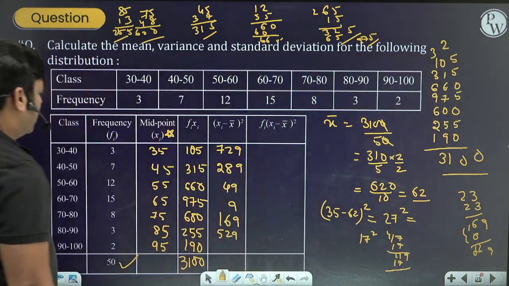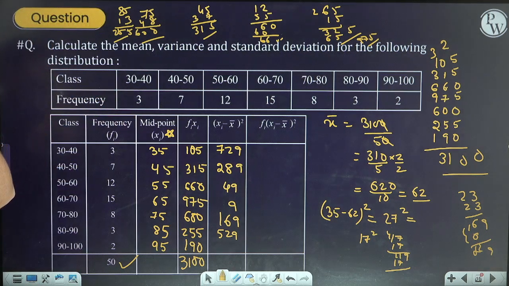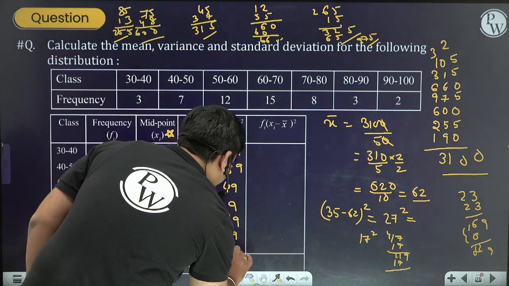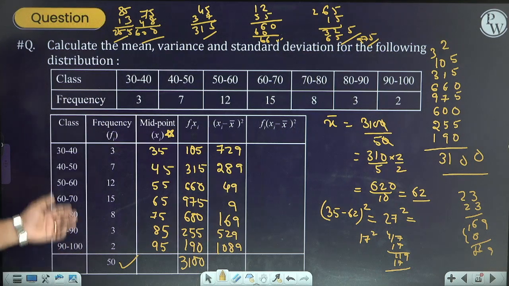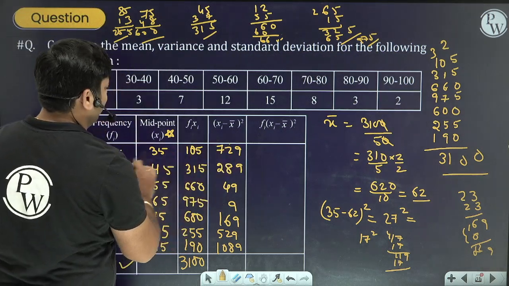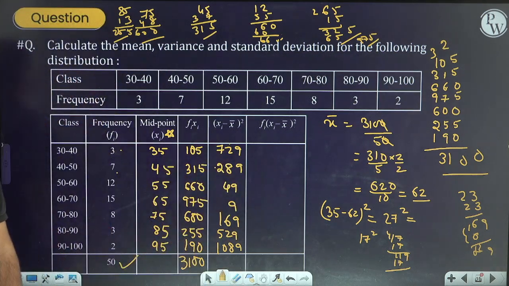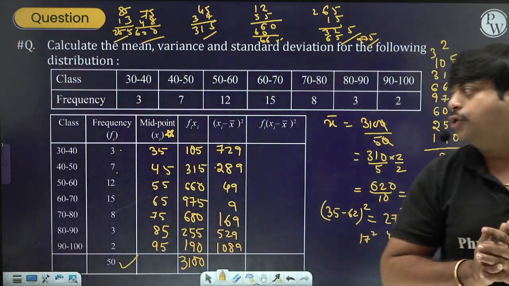What about the next? This is 33 square. How much is that, people? 1089. That will give you 1089. Fine. Right. So xi minus x bar whole square is done. So now fi into xi minus x bar whole square. So this is fi. So 3 into 729, 7 into 289, people. It is a bit complicated calculation, but not a difficult one. Okay. So please calculate that quickly.